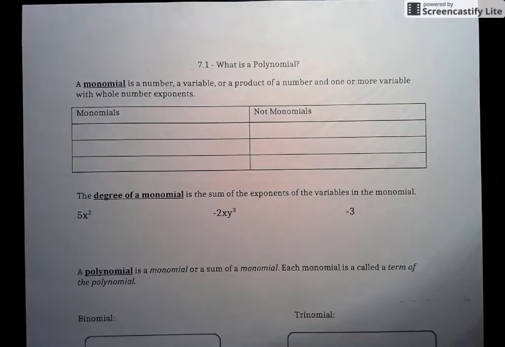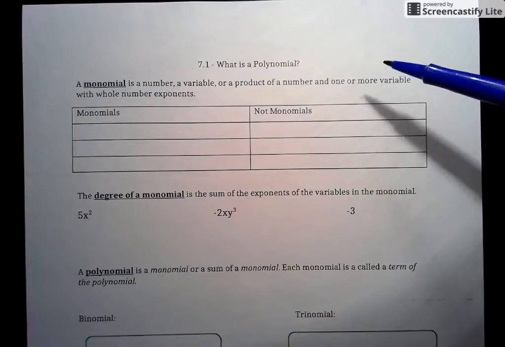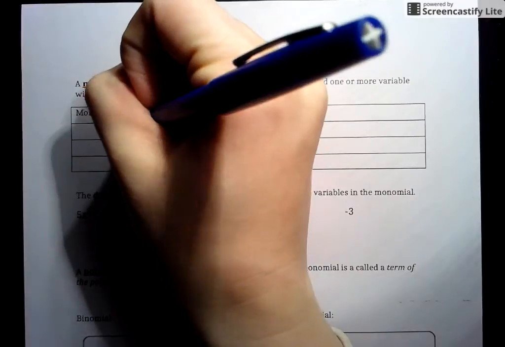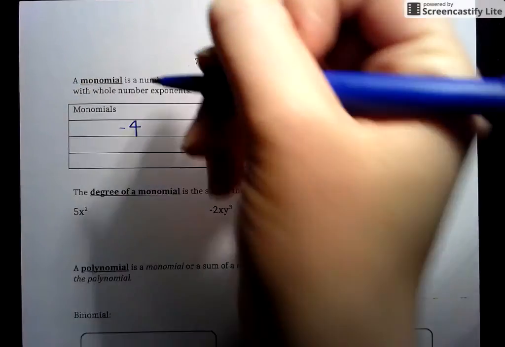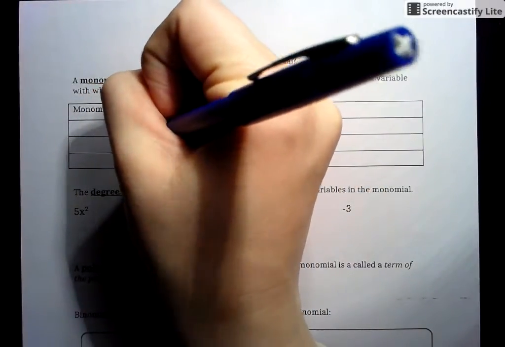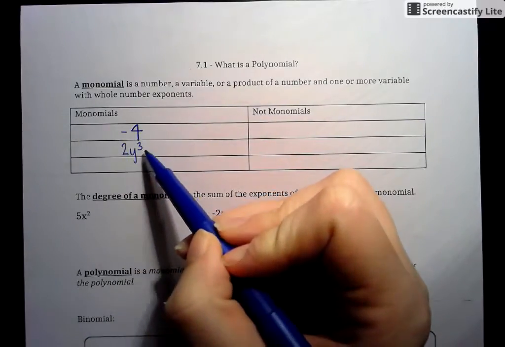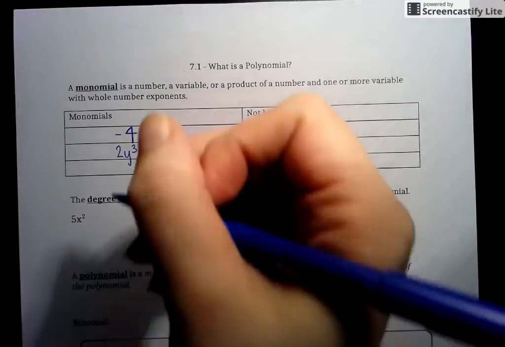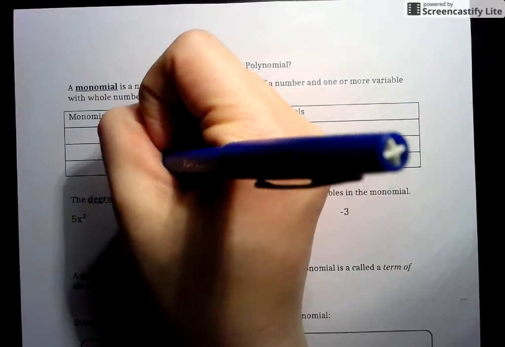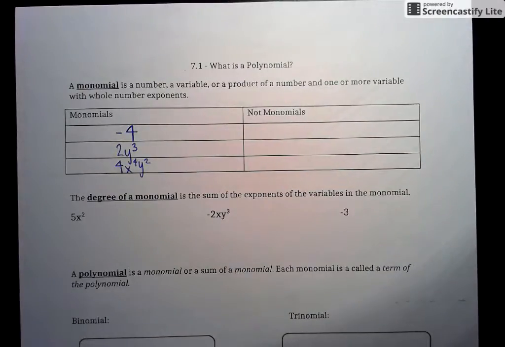So for example, it says a monomial is a number, a variable, or a product of a number and one or more variables with whole number exponents. So some examples of monomials are -4. So that would be a monomial because it's one term. 2y to the third power. The 2 is the coefficient, and then you have y to the third power. That is a monomial itself. So it's all together. And then if you had 4x to the fourth power, y to the second power, this all right here would be its own term.